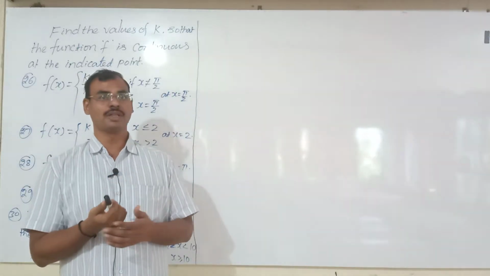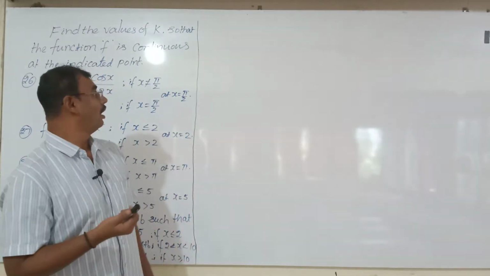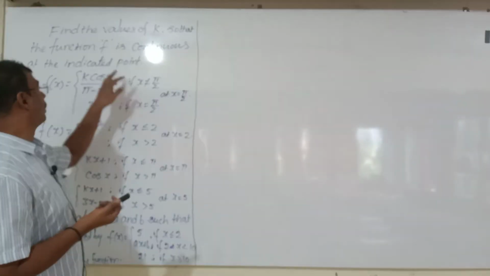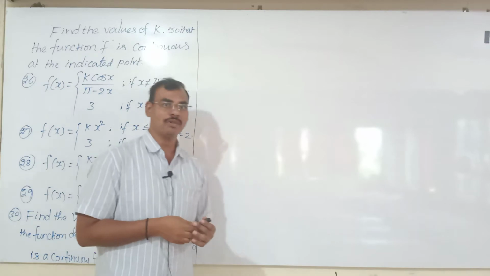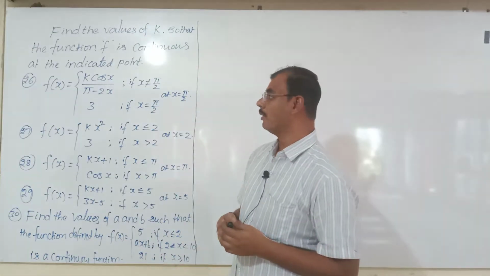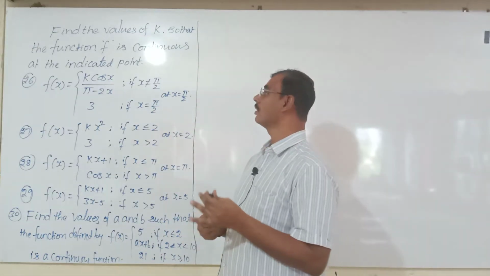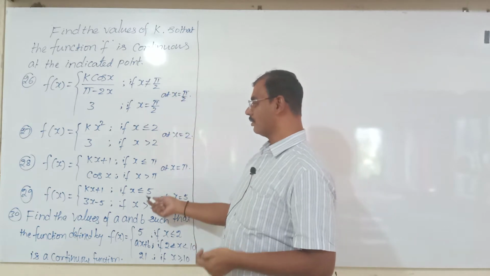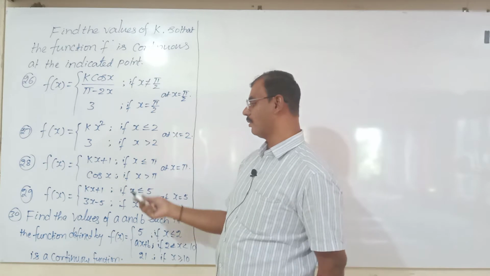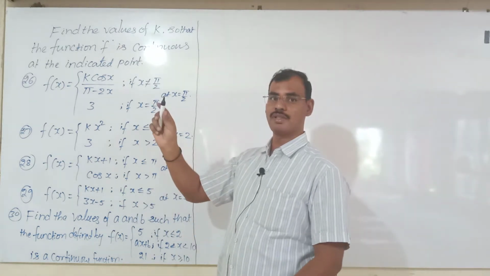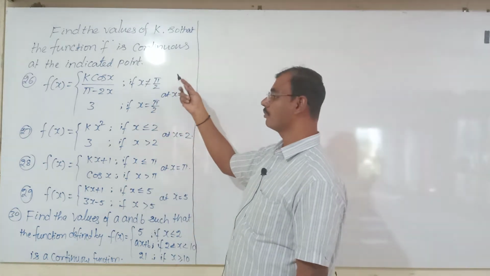Today we have to continue the problems. Continuity, more important questions are there. How to find the value of k with the help of continuity definition. In this model we have the questions. I started here. 26 to 30 problems are there. Then we have to see the remaining problems.